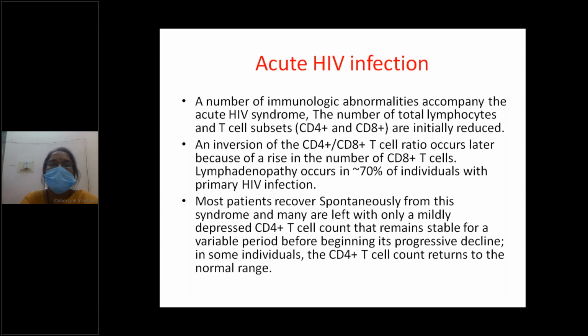So acute HIV infection: a number of immunological abnormalities accompany the acute HIV syndrome. The number of total lymphocytes and T cell subsets, CD4 plus and CD8 plus, are initially reduced. There is inversion of the CD4 plus and CD8 plus T cell ratio because of a rise in the number of CD8 T cells. There is lymphadenopathy in 70% of individuals with primary HIV infection. Most patients recover spontaneously from this syndrome, and many are left with only a mildly depressed CD4 T cell count that remains stable for a variable period before beginning its progressive decline. In some individuals, the CD4 T cell count returns to the normal range.